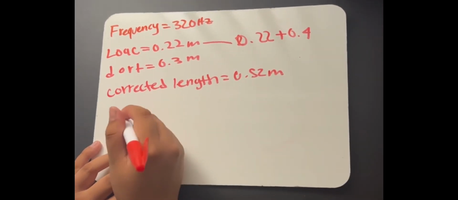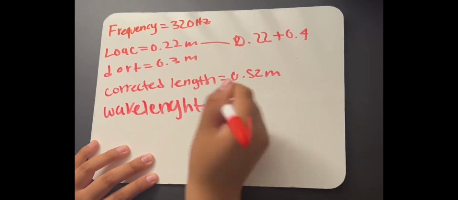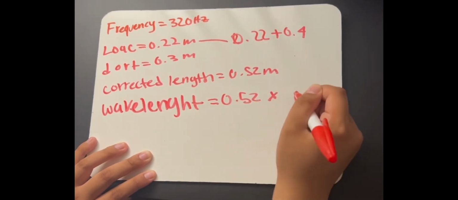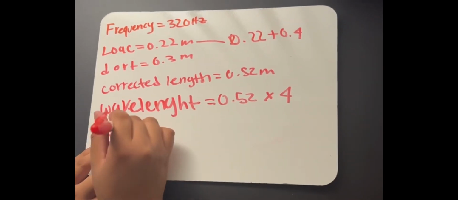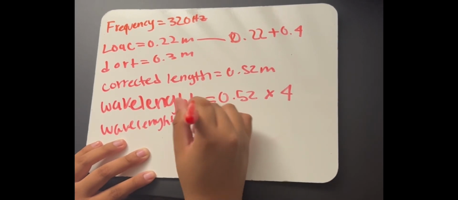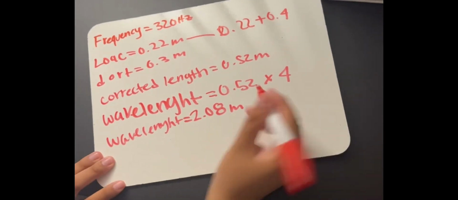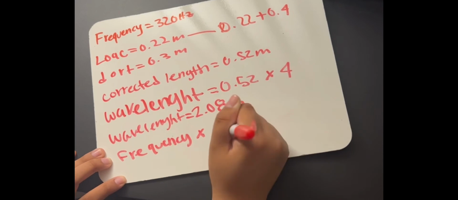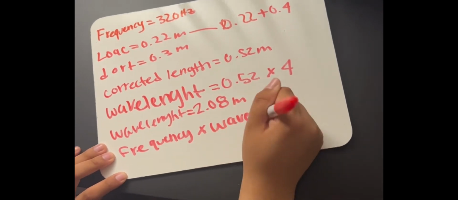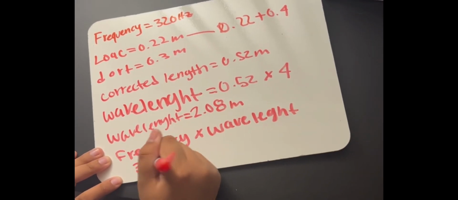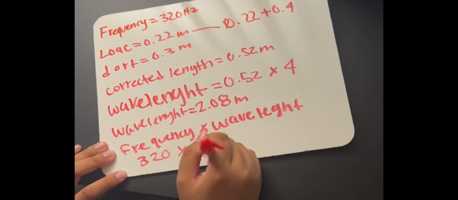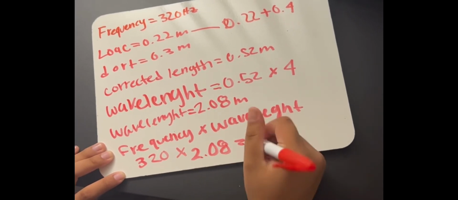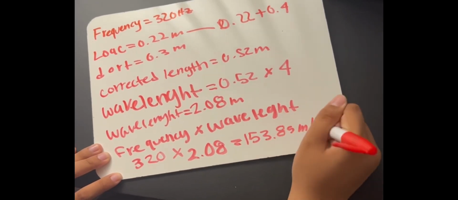Finally, to find the wavelength, we used the corrected length and multiplied that by 4, which equals a wavelength of 2.08 meters. Using our wavelength, we divided it by the frequency, which is 320 Hz, and with this we were able to find our speed in the air, which was 153.85 meters per second.